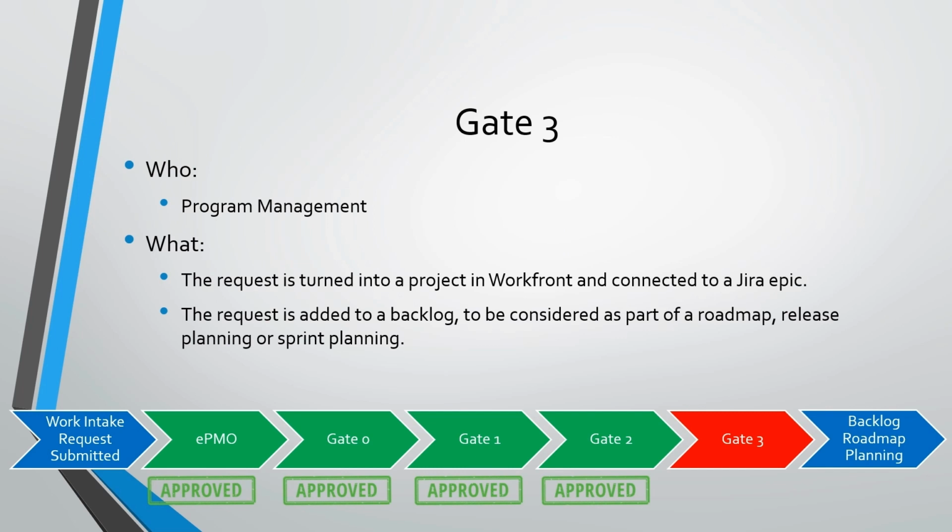Once Gate 2 has approved, the request will move to Gate 3. Here, the request will either be converted to a project by a program manager or it will have an epic created in Jira. These projects or epics will be added to the appropriate backlogs and the request is handed off to the program managers and product owners to move forward toward development.